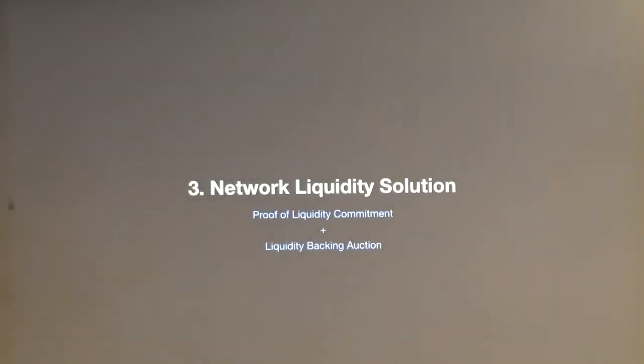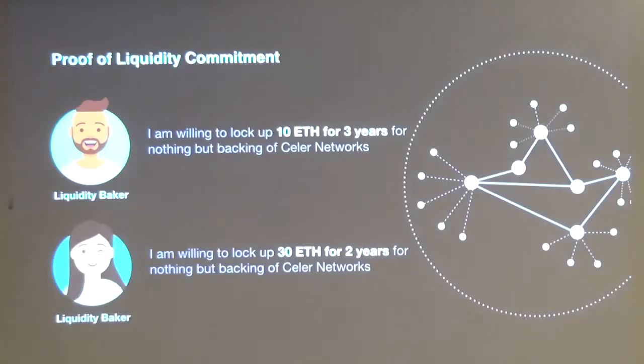So we introduced two solutions to act as a combined solution for the network liquidity challenge. The first is called proof of liquidity commitment mining. Proof of liquidity commitment mining is to incentivize the entire network to create a very abundant and stable liquidity pool for the Celer network.